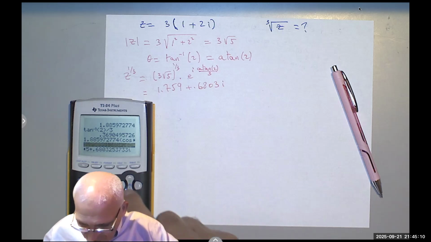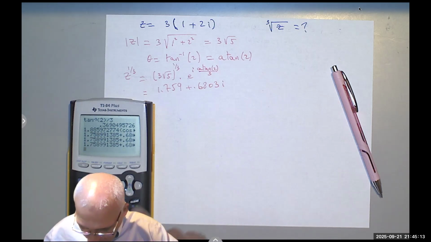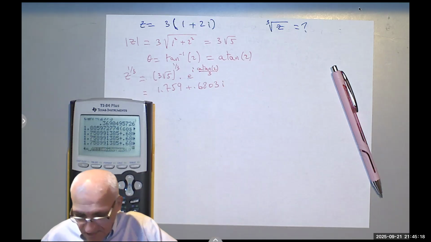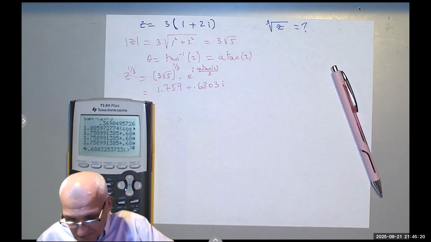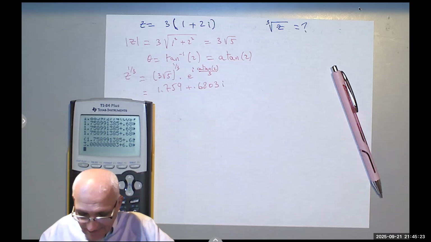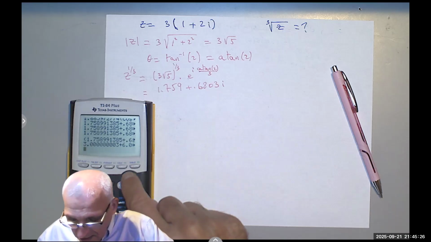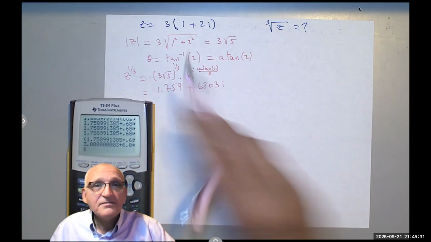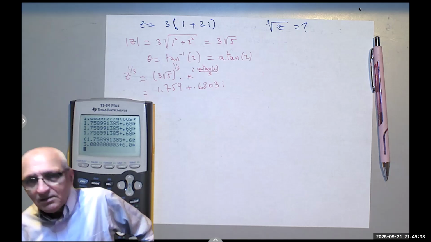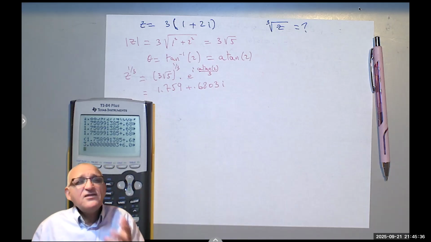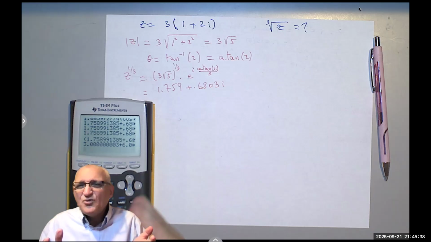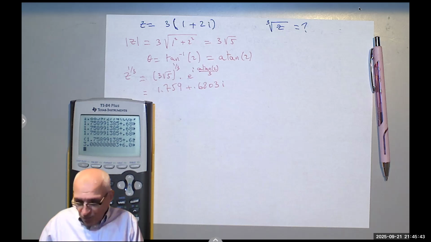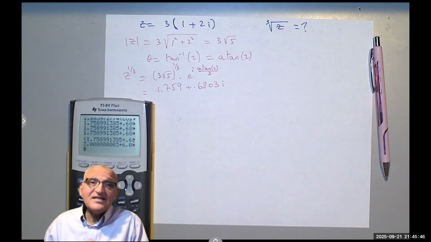But let's take this number and cube it. What do I get? I get 3 plus 6i. Someone would say, but when you take the cube root, shouldn't you end up with three values? Yeah, absolutely. So why did you show us only one? I said this is the first one.